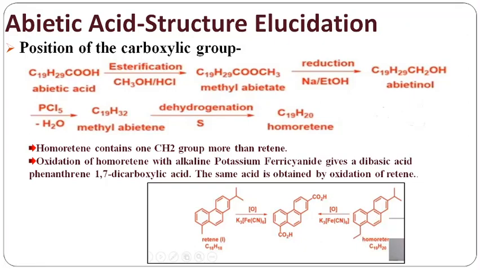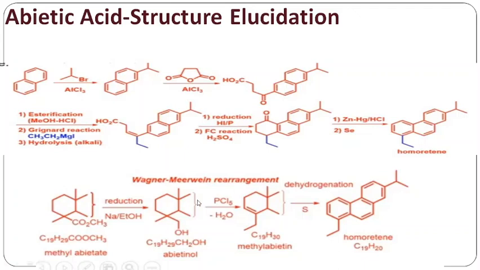The structure we have assigned for homoretene can again be confirmed by the synthesis. As you can see, the synthesis is the same as that of retene. The only difference is the Grignard reagent. In retene we took methyl magnesium iodide, and here we take ethyl magnesium iodide, so the ethyl group is introduced here. Other steps of the reaction are the same as we have seen in retene.